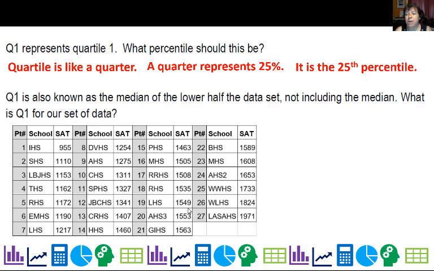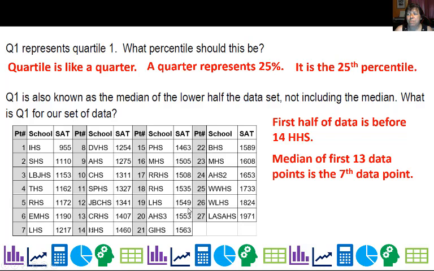So looking at the lower half of the data set, not including this one, there are 13 schools in the lower half, all right? So first half of data is before 0.14 right here. The median of the first 13 data points would be the 7th data point. So that would be LHS with a score of 1217. So that's 0.7 in our data set.